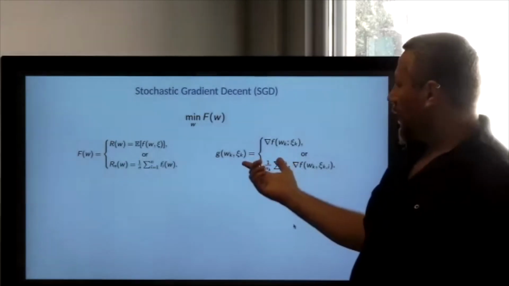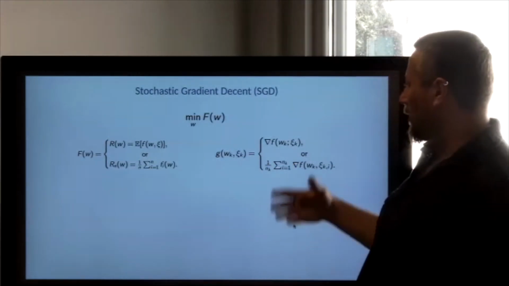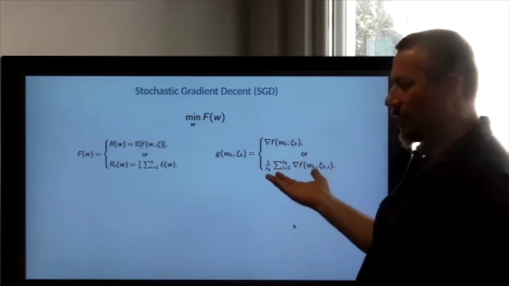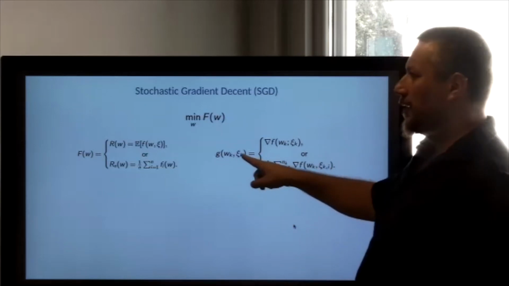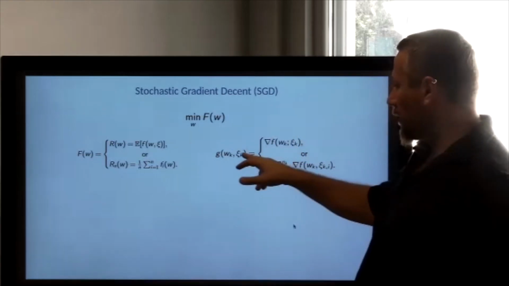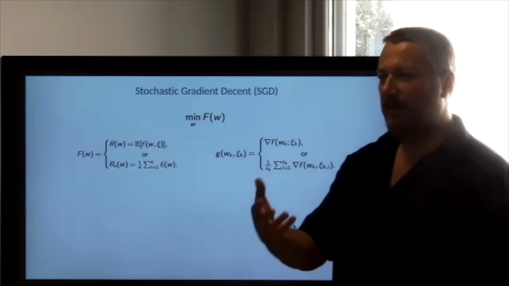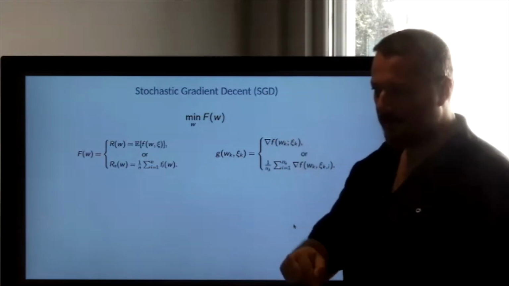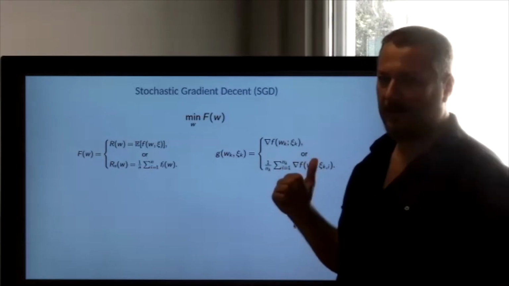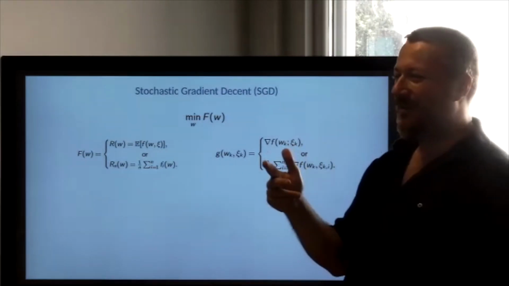And then I'll define this function g(omega_k, xi_k). Actually, it's the gradient, depending on the random variable xi on the kth step. xi_k is the realization of the random variable xi on the kth step. So it can be two things in this class. Then I'm going to add a third one.